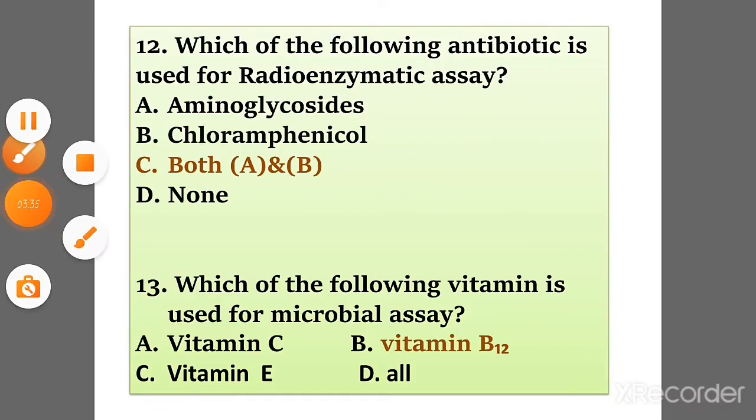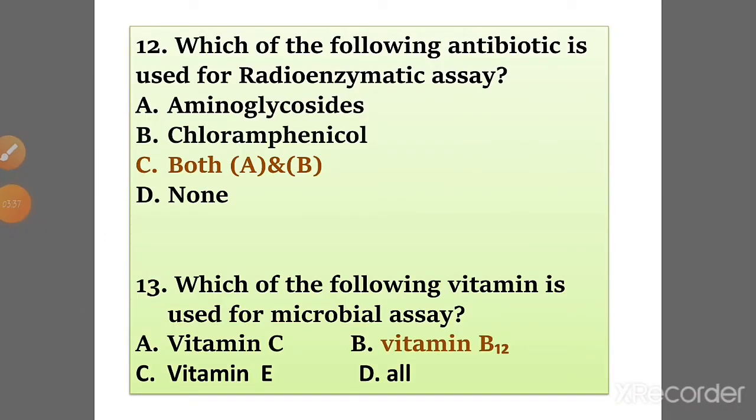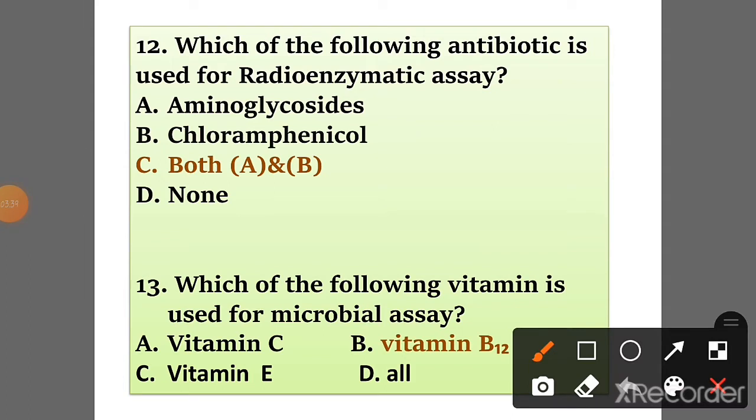Question 12. Which of the following antibiotics is used for radioenzymatic assay? Option C, both A and B, aminoglycosides and chloramphenicol are used for radioenzymatic assay. Question 13. Which of the following vitamins is used for microbial assay? Option B, vitamin B12.